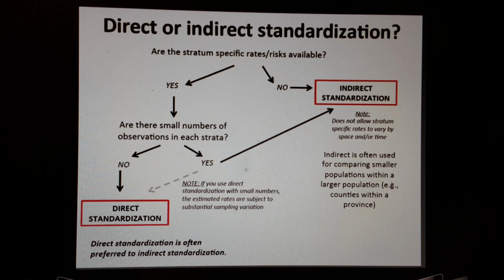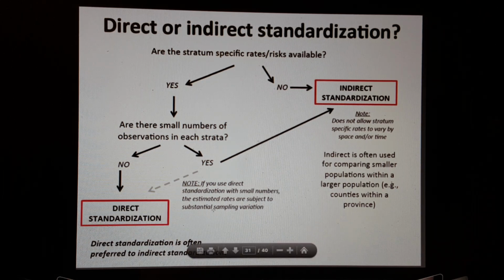If you use direct standardization with small numbers, the estimated rates are subject to substantial sampling variation because direct standardization does not take into consideration sample size. So we're going to talk about this in a little bit, okay? Indirect can often be used for comparing smaller populations within a larger population. So if we're looking at, say, Guelph and Waterloo and Toronto compared to the Ontario standard, often indirect standardization will be used. However, direct standardization is often preferred to indirect standardization. So we'll talk about that for a little bit.